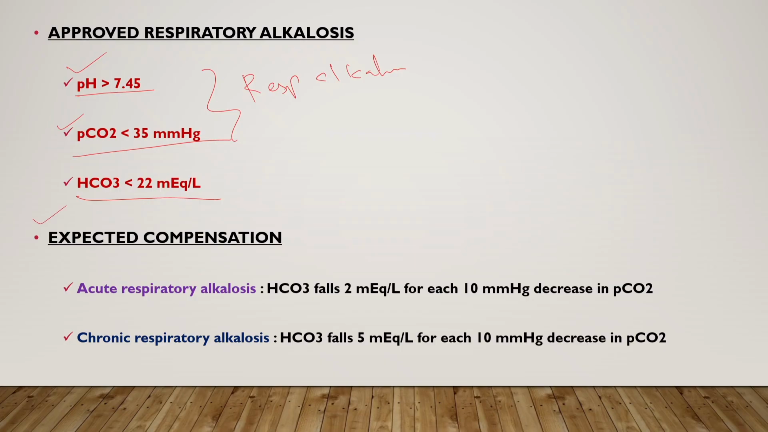We get acute and chronic respiratory alkalosis. In acute respiratory alkalosis, bicarbonate falls by 2 for every 10 mmHg decrease in PCO2. In chronic, bicarbonate falls by 5 for every 10 mmHg decrease in PCO2.